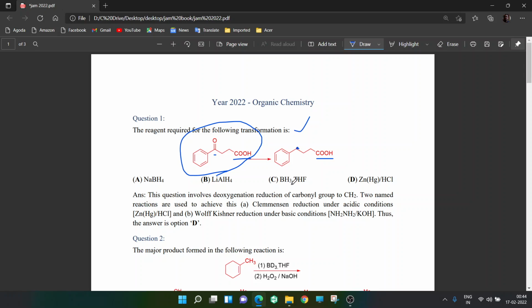One of them is Clemmensen reduction and the second one is Wolff-Kishner reduction. In Clemmensen reduction you use acidic condition, that is zinc amalgam and HCl, and when you use Wolff-Kishner reduction you have to use basic condition, that is hydrazine and KOH. So of course here the answer is zinc amalgam and HCl. So this will be your product, right? Shall we look at other options also? Let's look at it.